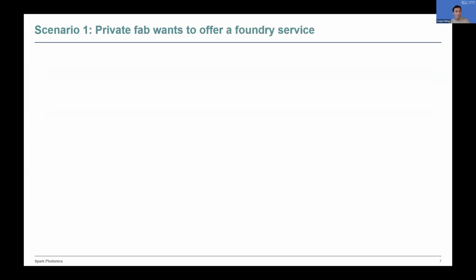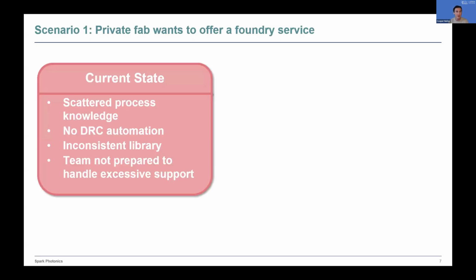Next, I want to walk through a couple scenarios here. So let's say scenario one is a private fab wants to offer a foundry service, right? In the current state, they have scattered process knowledge. It's in a selection of different PowerPoints, Word documents, Excel spreadsheets, in the heads of process engineers. And they have a component library, but maybe some are only simulated. Some have been fabricated hundreds of times, but the data has never been formally extracted from those components.